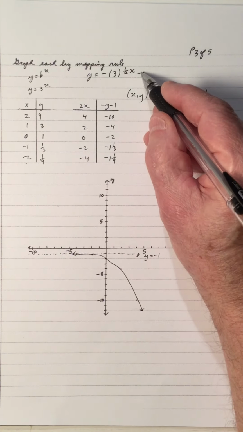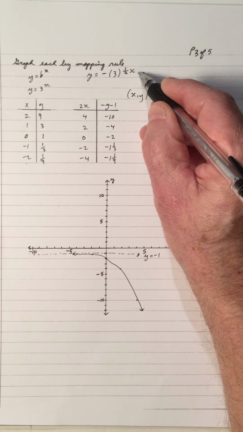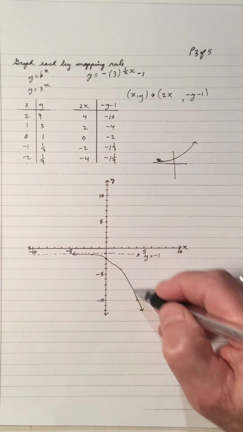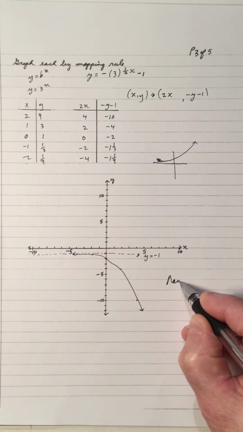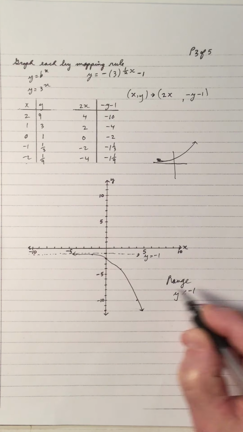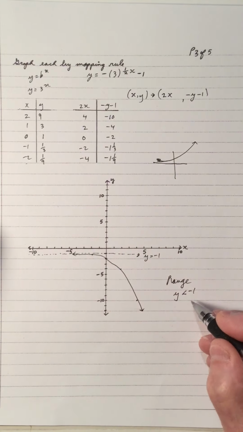Again, I want to emphasize, this number here is the asymptote. And because this is the asymptote of a negative 1, it's going down. So if we look at the range here, the range would be y is less than negative 1. It's down below. Again, the asymptote is negative 1, and it's going down, so that's why it's less than.